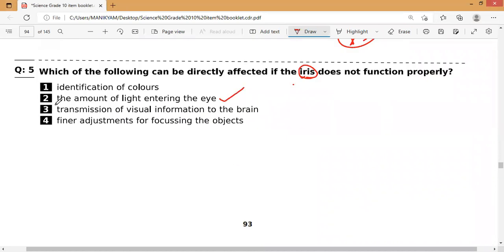Very simple. The amount of light entering the eyes. You can see the other options. We cannot even correlate or imagine that the answer is that. That is what you have to remember.